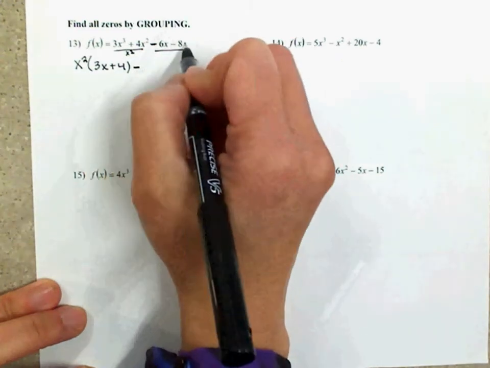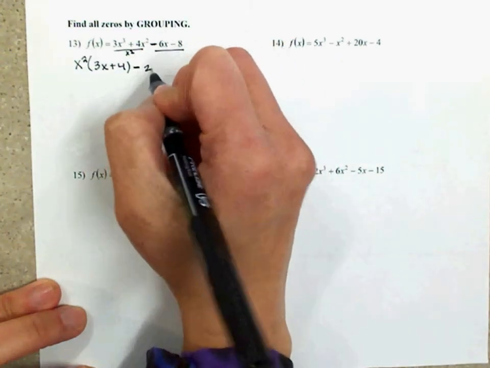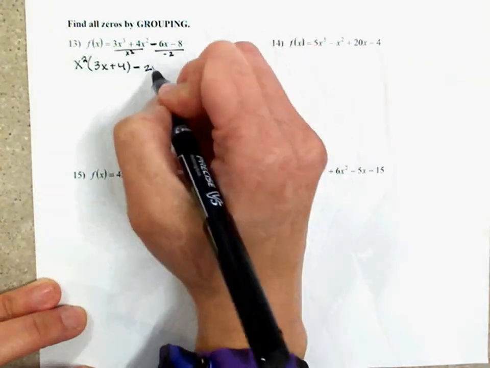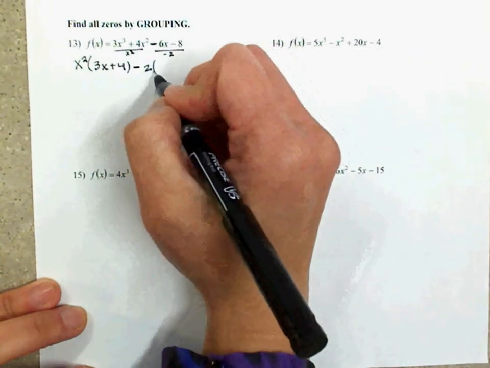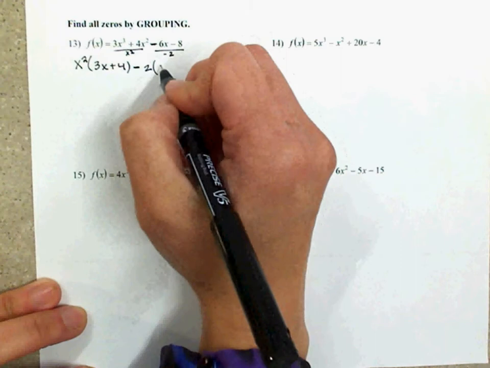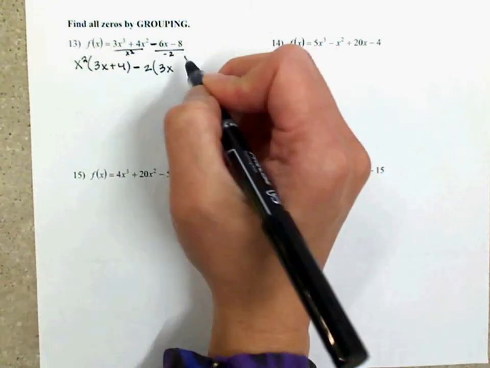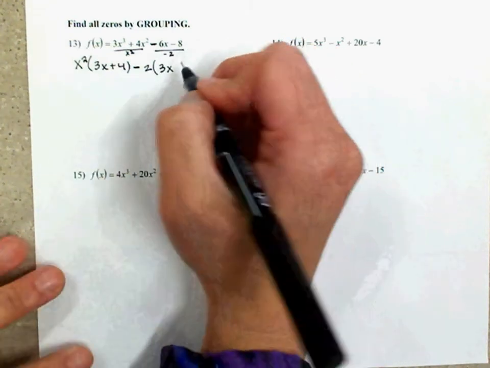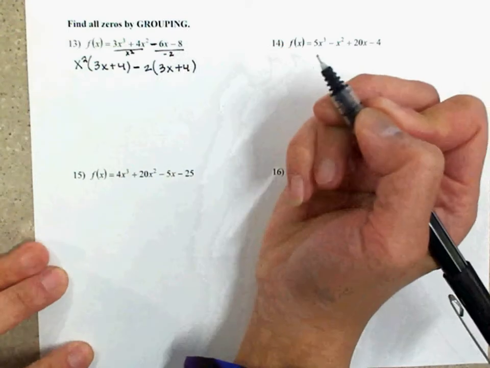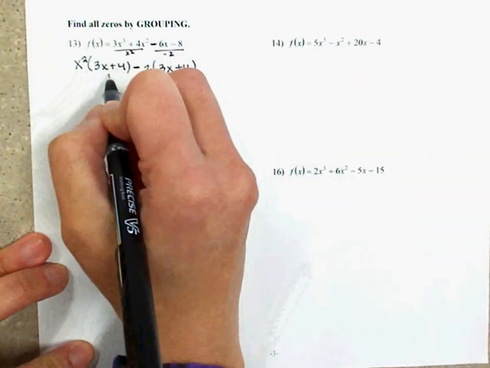What do these two have the same? 2. So I'm going to factor out a negative 2. When you factor out negative 2, what do you have? Negative 6 divided by negative 2 is positive 3x. Negative 8 divided by negative 2 is positive 4. Okay? Do you see how these two are the same?